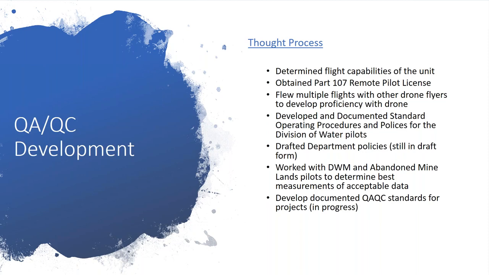First thing we did was we determined what the flight capabilities of the unit itself was. There's certain temperature ranges you can fly it in. There's certain altitudes that you can fly it at. There's certain wind conditions you can fly. Sometimes sunny days are better than cloudy days. So we had to figure out what all of those nuances were.